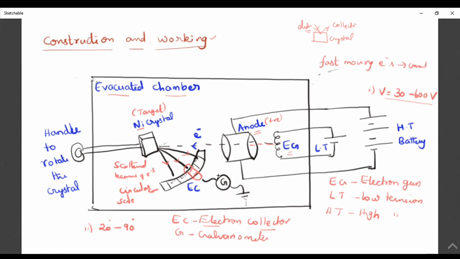So this current is nothing but the intensity of the scattered beam of electrons, right? So this is another variable.